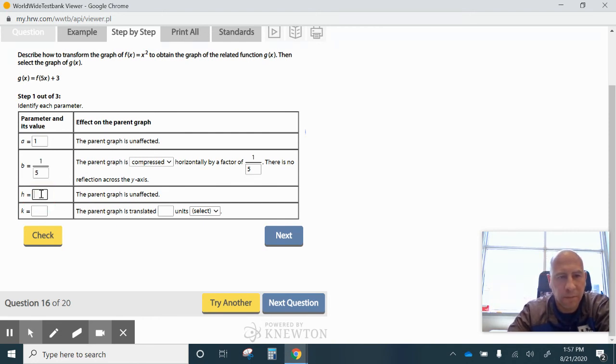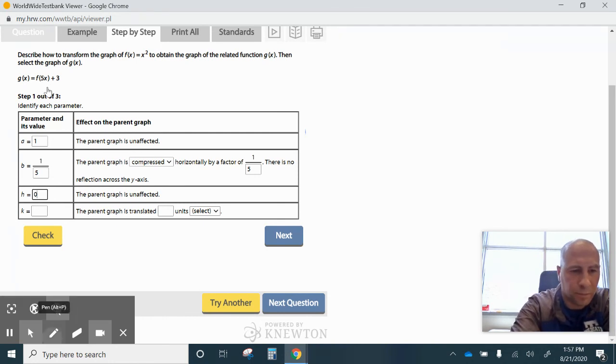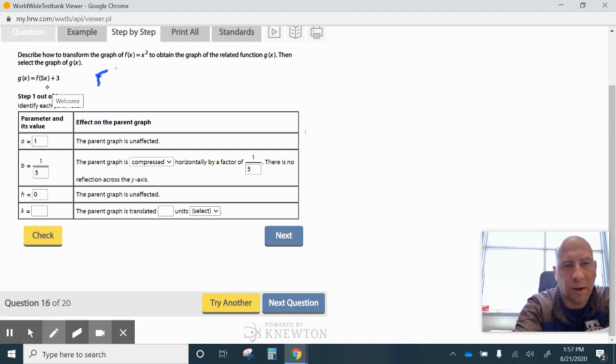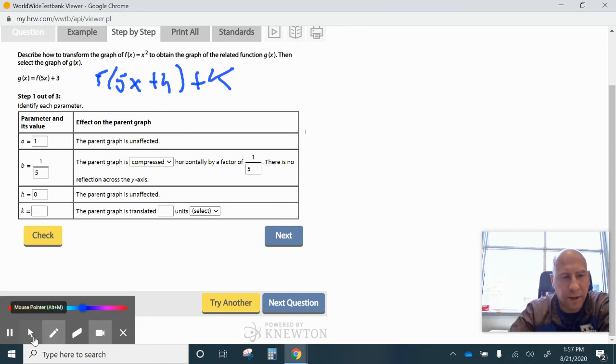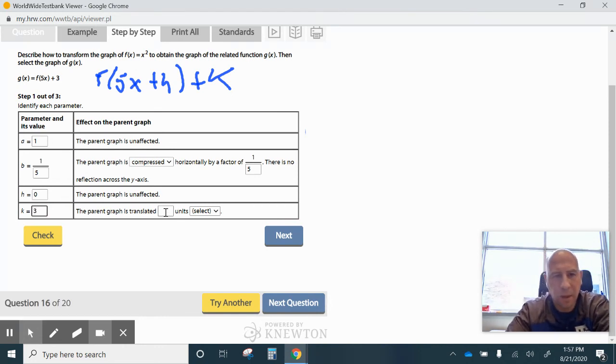H is 0. K is where it went up. Okay, and I can't believe they put it in there. It's kind of confusing to do that, but do f of 5x plus h and then plus k. Kind of remember from my notes. There is no h, so that's 0. So then k, we know is a 3. The parent graph is translated 3 units up.